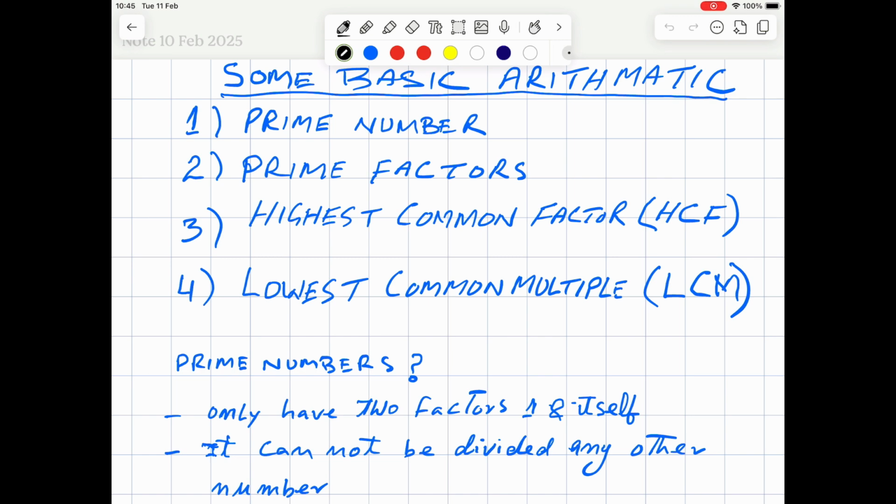Today we're going to look at some basic arithmetic, and we'll be looking at prime numbers. Prime numbers play a crucial role in various fields.